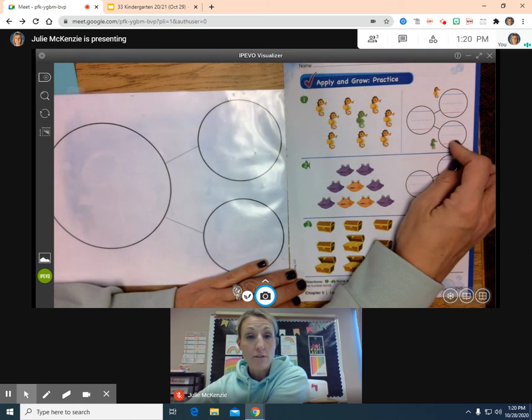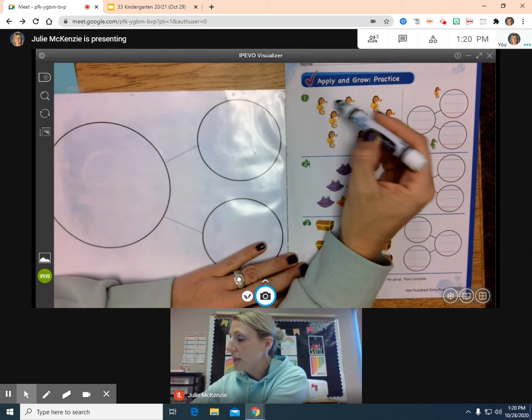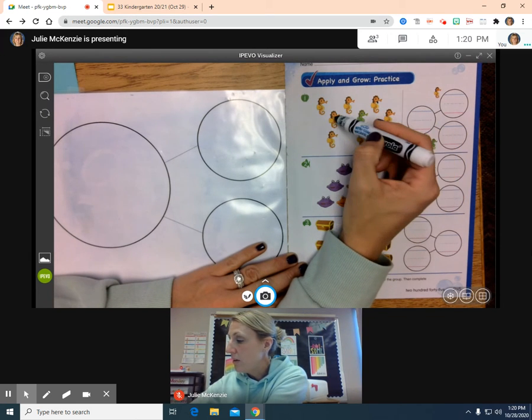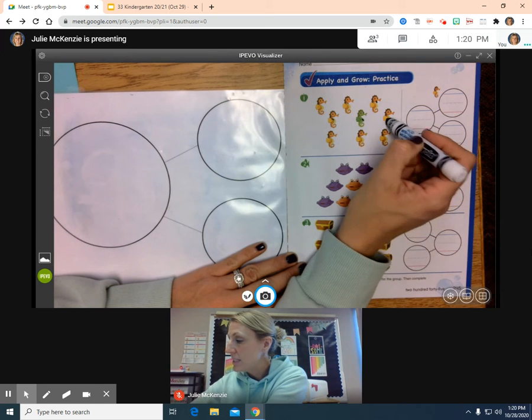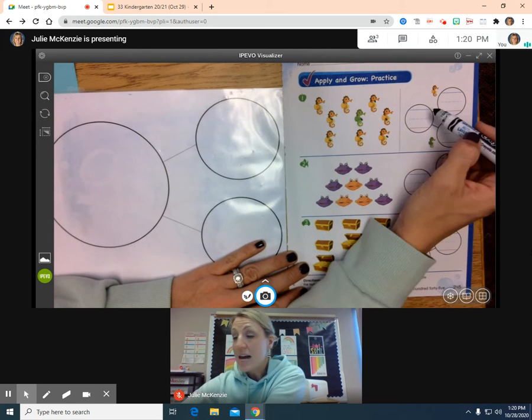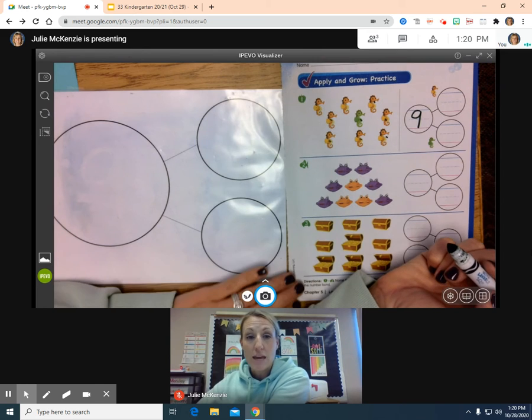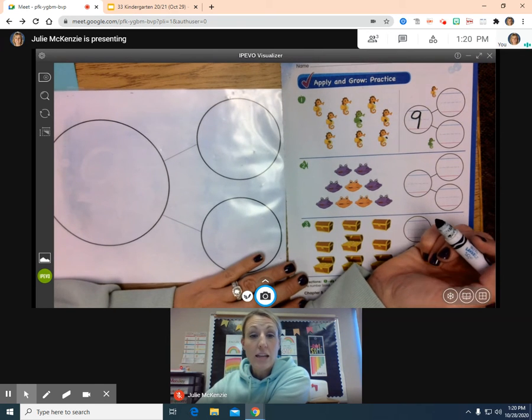Let's start by counting the number for the whole group. 1, 2, 3, 4, 5, 6, 7, 8, 9. There are 9 seahorses in the whole group. Magic C, go up and back down the line. That is how you make a 9. Now we need to look at the 2 parts.